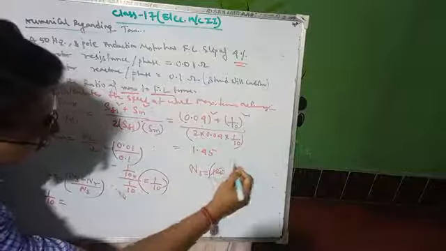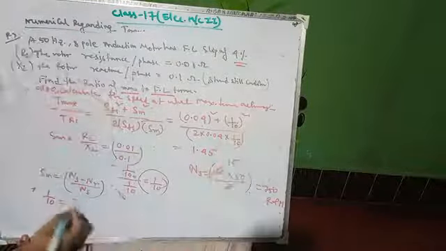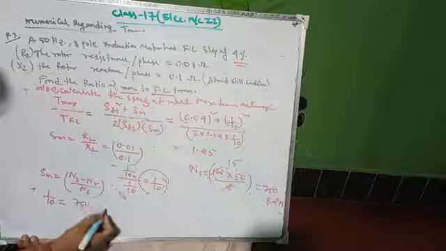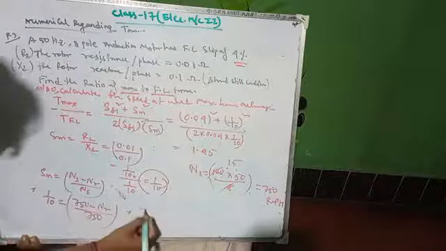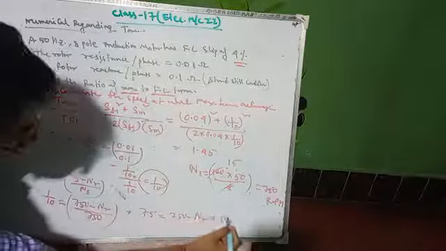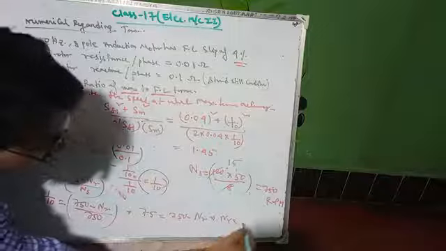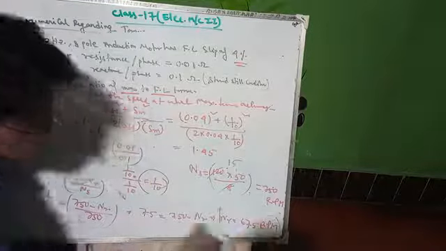That will be 750 rpm, right? So (750 minus Nr) by 750 equals 1 by 10. From here you can calculate 750 by 10, that is 75, equals 750 minus Nr. So Nr equals 750 minus 75, that is 675 rpm. Okay, so Nr equals 675 rpm.